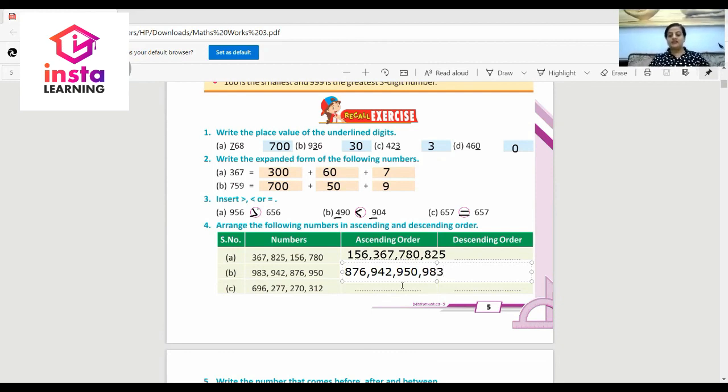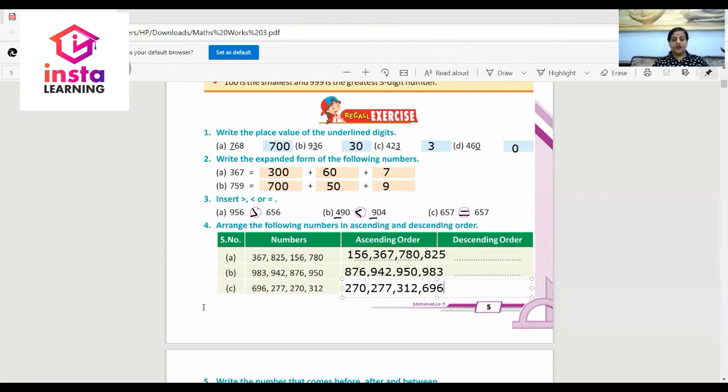So we will write in descending order just opposite of that. Next is 270 or 277. So 270, comma, 277, comma, 312, comma, 696. So this is the way to do ascending order.